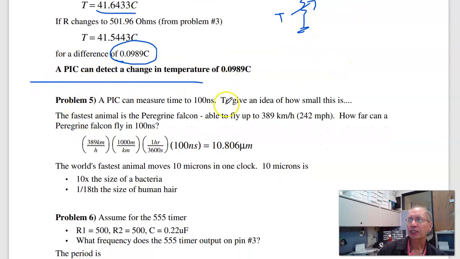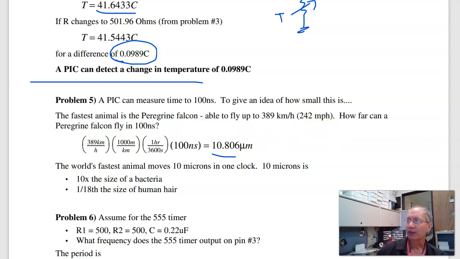Next set of problems look at time. The PIC can measure time, 100 nanoseconds. That's a really, really small number. To give an idea how small that is, the world's fastest animal, the peregrine falcon, can fly 389 kilometers an hour. In 1 clock, it flies 10 microns. That is about 10 times the size of a bacteria, an 18th of the size of a human hair. It's tiny. 100 nanoseconds is really, really small.